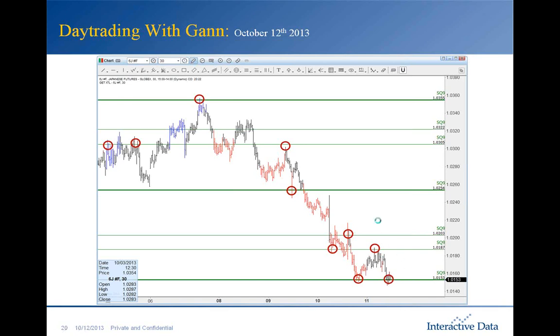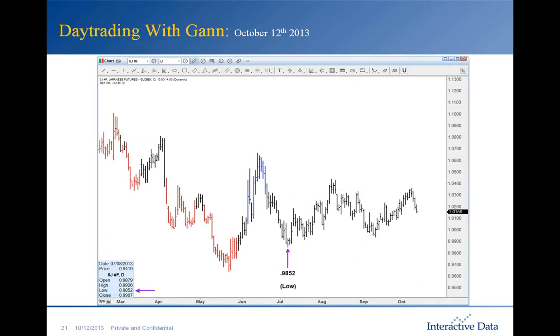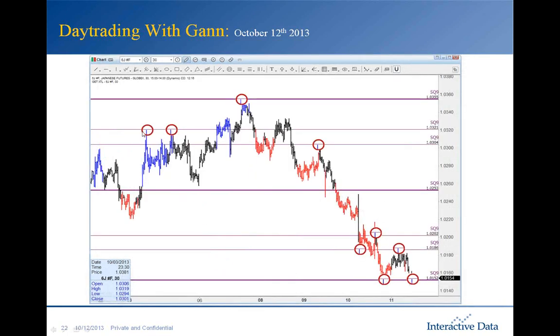Let's take it a step further. Let's keep working with that same daily chart. In this case, I'm using the low point of 0.9852, made back on July 8th of this year. We pop that into the Gann wheel, and these are the levels that get spit out. You can see here we've got several hits along those angles, and that's what we're trying to capture. We're trying to get those very, very strong reaction points, and from there we know where those levels are well in advance.